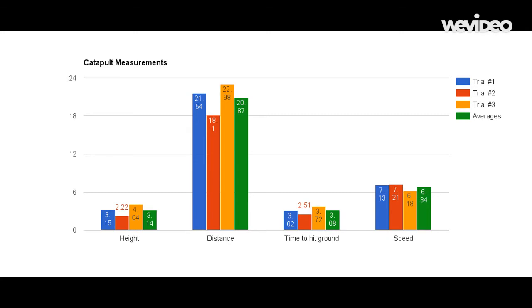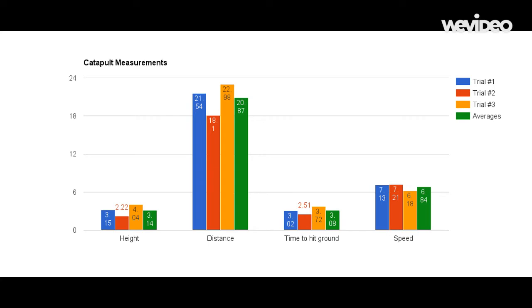In the third trial, the height of the projectile was 4.04 feet. The distance of the projectile in the third trial was 22.98 feet. It took 3.72 seconds to hit the ground in the third trial. The speed of the projectile in the third trial was 6.18 feet per second. The average height for the projectiles was 3.14 feet.